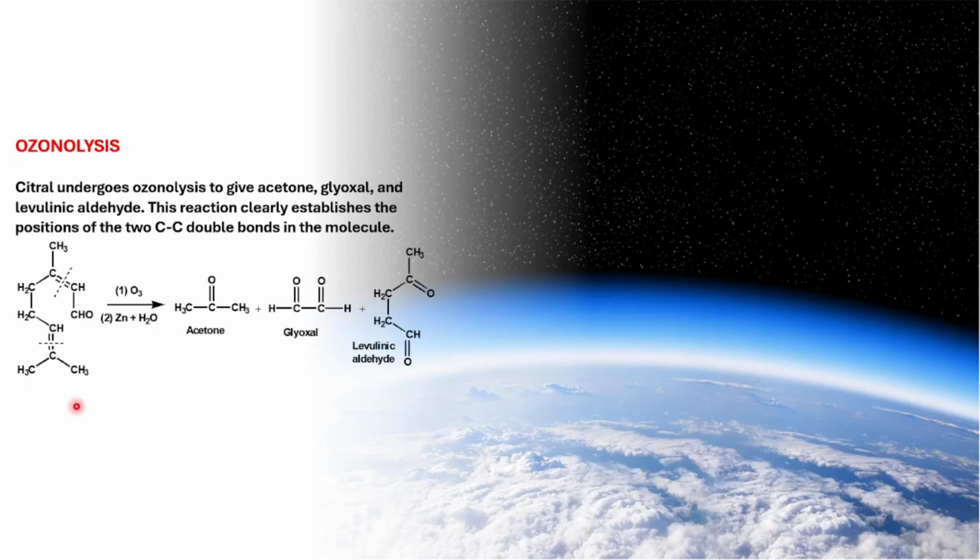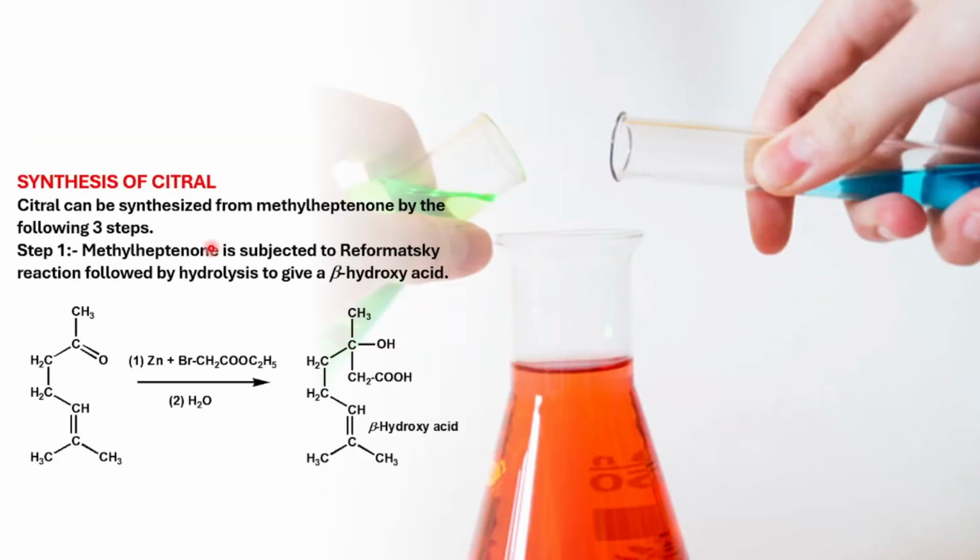Citral undergoes ozonolysis to give acetone. Here you can see that citral, when reacted with ozone and zinc plus water, gives acetone, glyoxal, and levulinic aldehyde. This reaction clearly established the positions of the two C=C double bonds that are present in the molecule. Citral can be synthesized from methyl heptenone by the following three steps.